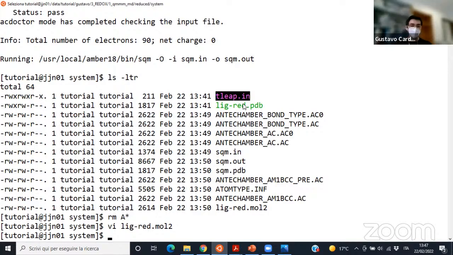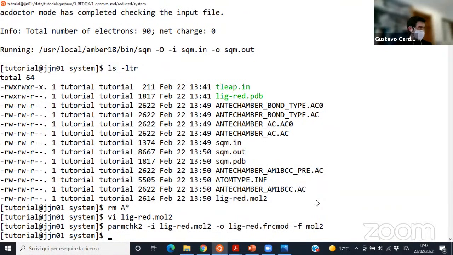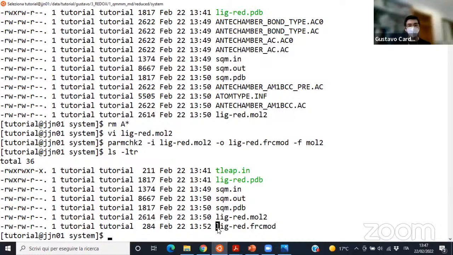So for this step, we're going to use parmchk2. Minus i is going to be the mol2 file we have just generated. Minus o, we're going to call this .frcmod. And I think it is minus f, which stands for the format of the input, which is mol2. It doesn't say anything, but of course, it will have generated the file we're interested in. So this is the .frcmod.